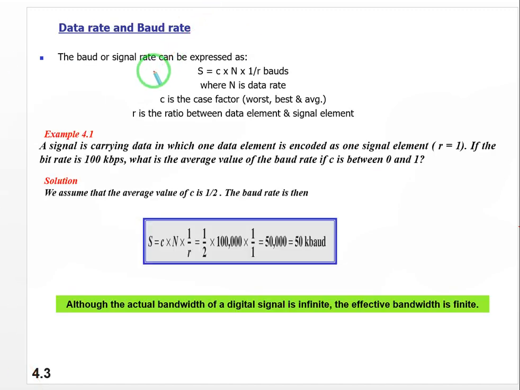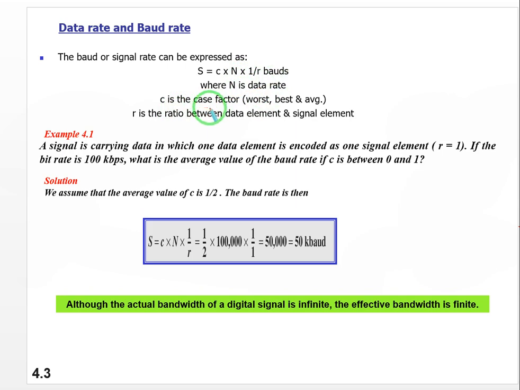So now coming to the calculation of data rate and baud rate. Data rate, you know about it, how we can calculate data rate in bits per second. Now here we can derive the formula for the baud rate or signal rate. The signal rate can be written by this formula: S = c × N × 1/r. What is N? N is the data rate or bit rate.